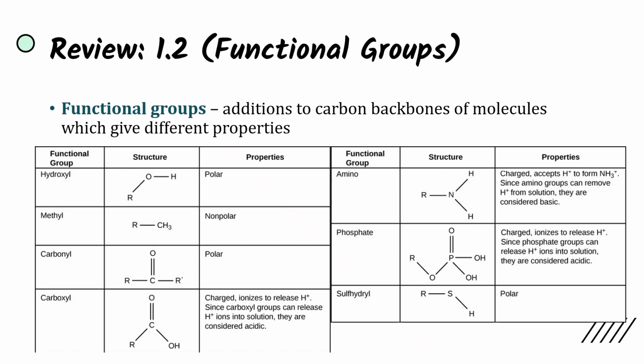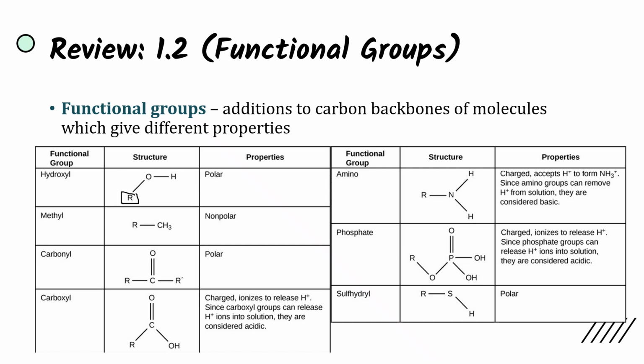So there are just a few that you need to know for biology, starting off with a hydroxyl group. This is just an oxygen attached to a hydrogen. And because it's bonded, we've got the electronegative oxygen. It's going to be a polar molecule because we've got those partial charges. And what this R means is just the rest of the molecule.